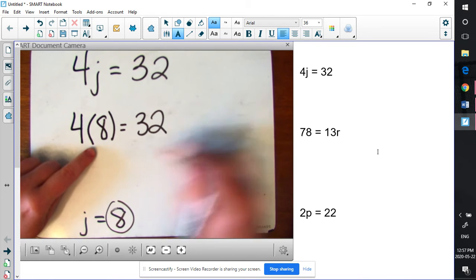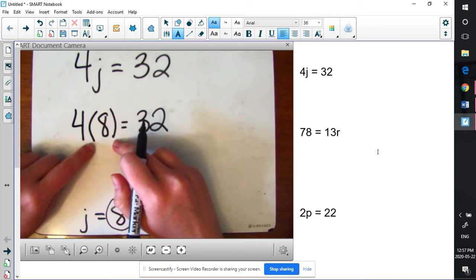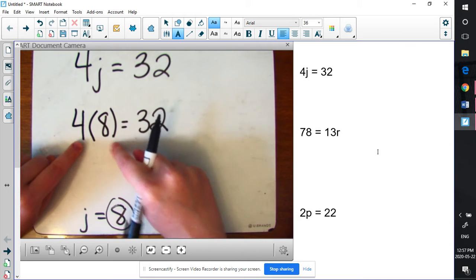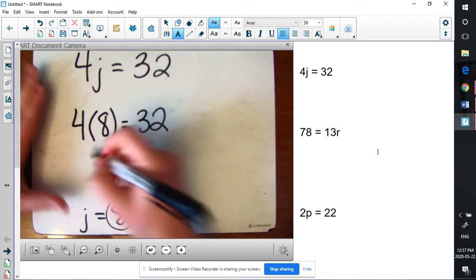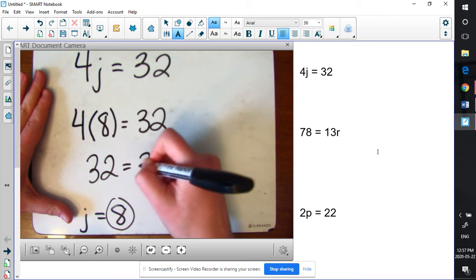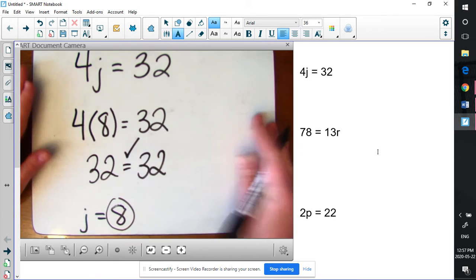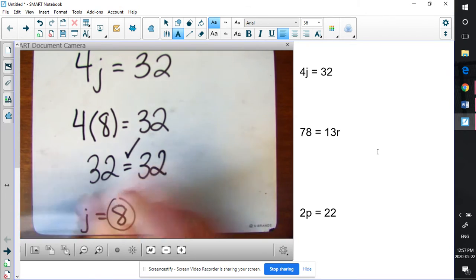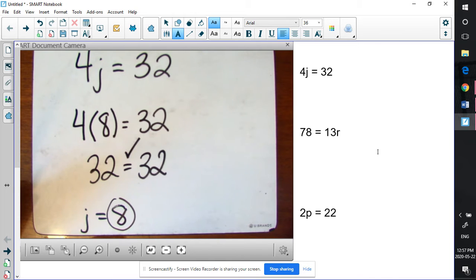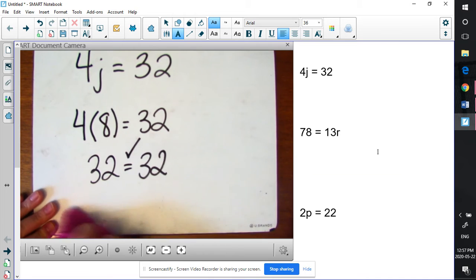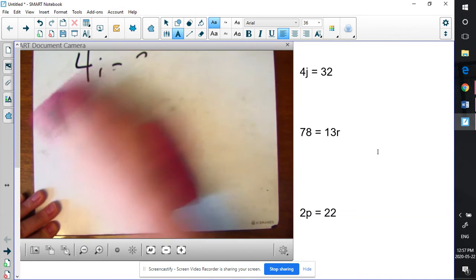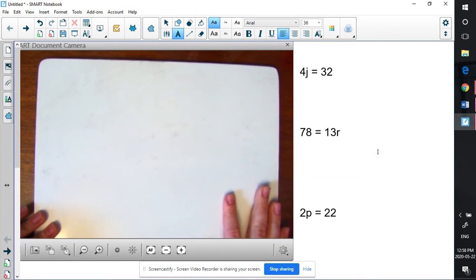A number beside a bracket means multiplication. So I'm going to do 4 times 8. What's 4 times 8? 32. So 32 equals 32. Check. That means my answer is correct. It's possible for you guys to get 100% on solving equations because you can check your work.